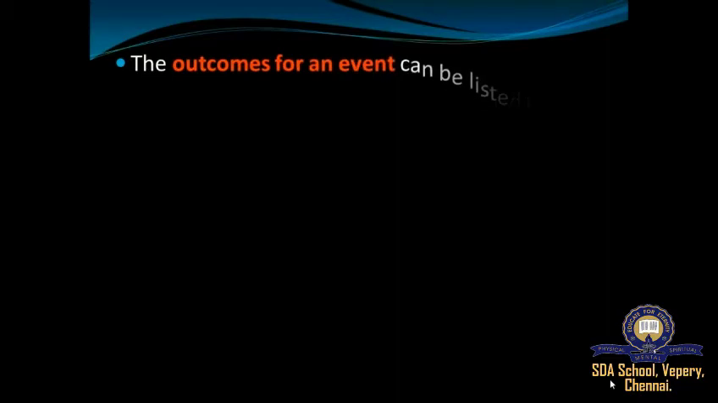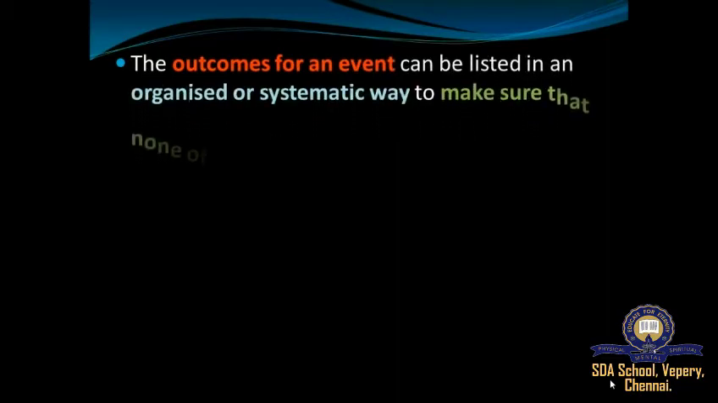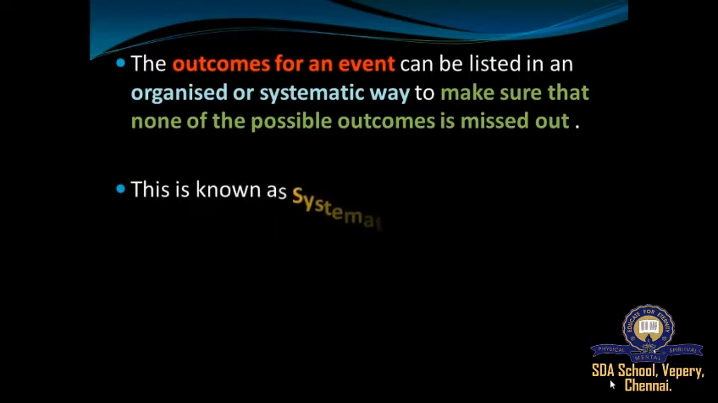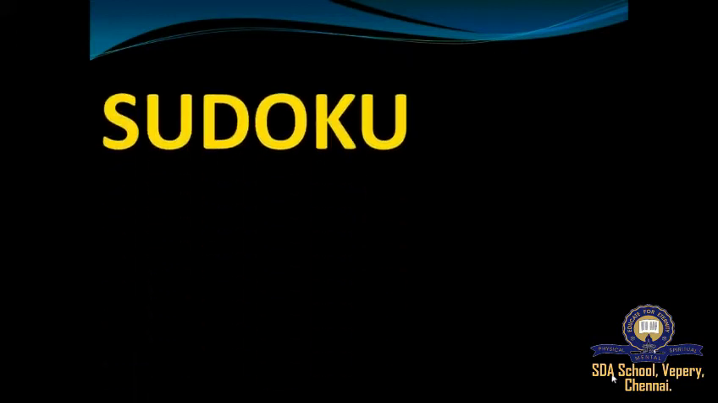Now we'll move on to the definition of systematic listing. The outcomes for an event can be listed in an organized or systematic way to make sure that none of the possible outcomes is missed out. So this is known as systematic listing. Understood students? Now we'll move on to Sudoku.